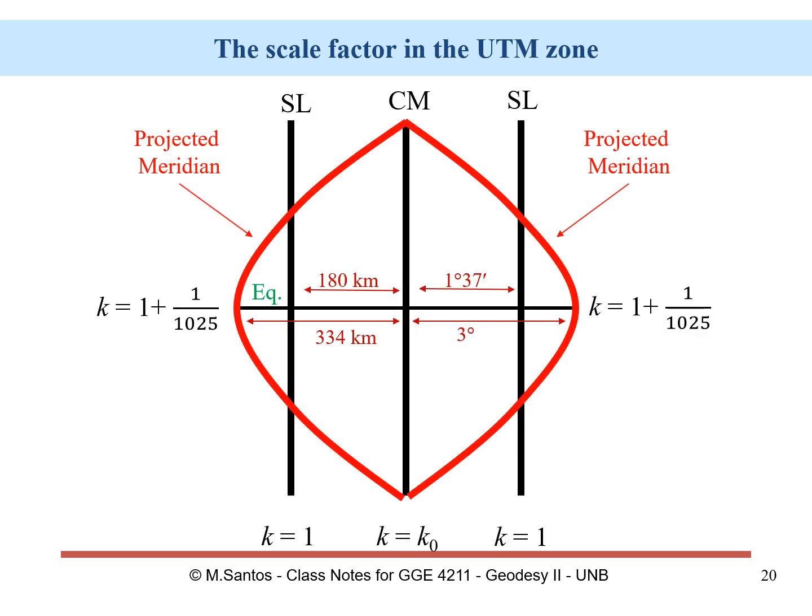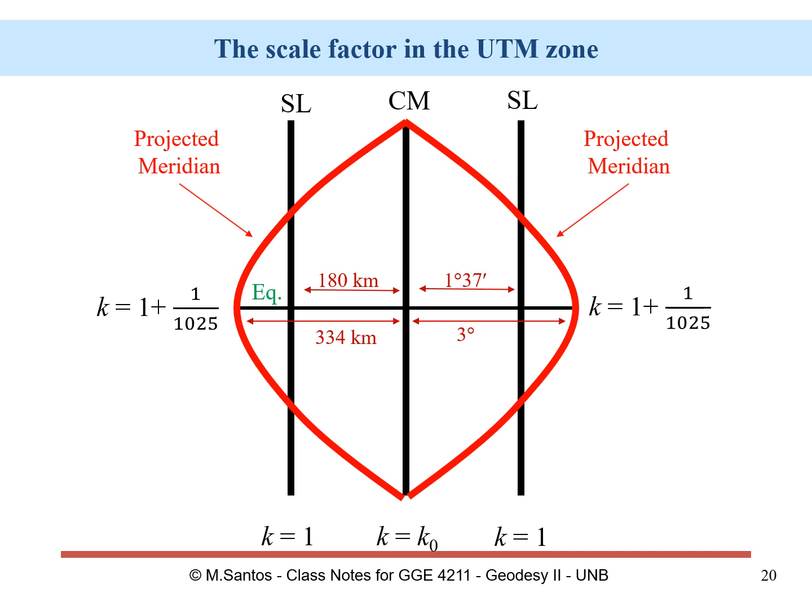A different look at it is if you're looking at the projection on the mapping plane. We have the central meridian represented as a straight line. We have the lines of no distortion, the second lines, also represented as straight lines. Perpendicular to them, we have the equator. And the two curves here represent the projected meridians. These are the limits of the zone.